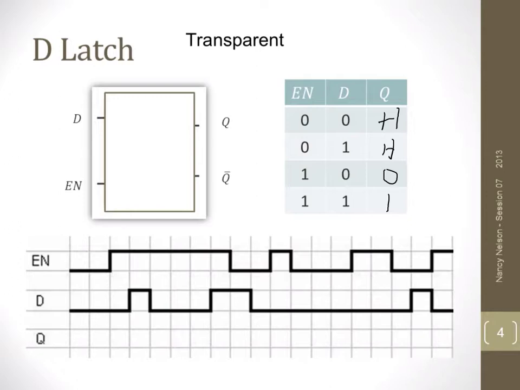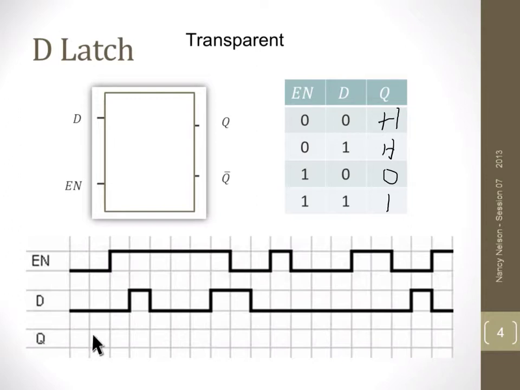So once enable is activated, the output follows the input. Think of it like a window. That's why it's called a transparent latch. When the blinds are open, you can see what's on the other side. Here, if D is 1, the output's going to be 1. If D is 0, the output's going to be 0.